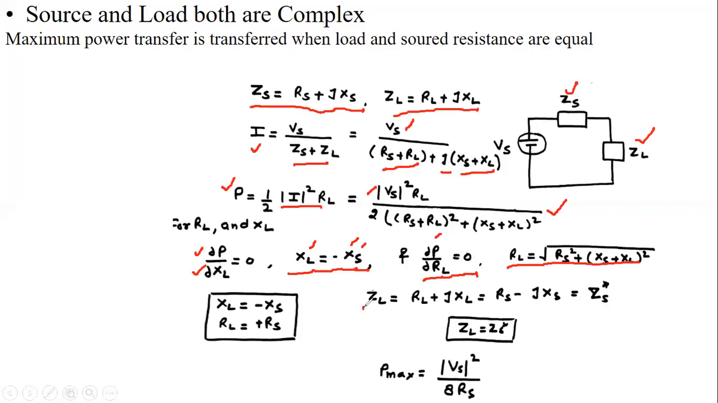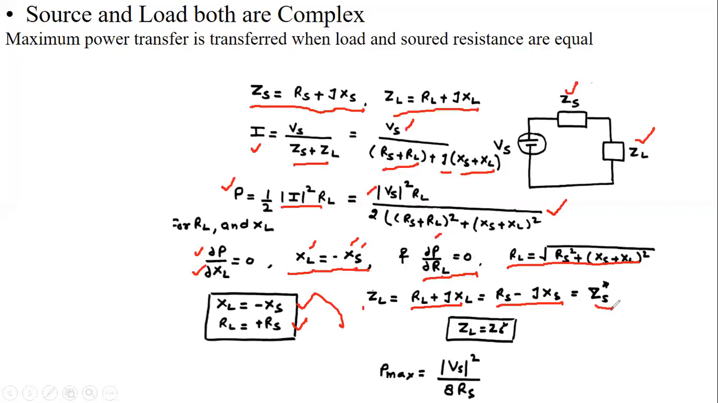So there are two conditions. XL should be equal to minus XS, and the second condition is that the load resistance should be equal to the source resistance. So ZL is RL plus jXL. When we put this, it is equivalent to RS minus jXS. So the load impedance should be the complex conjugate of the source impedance.